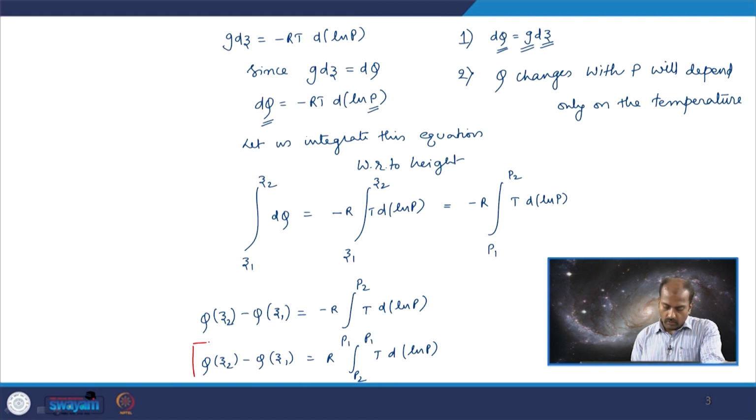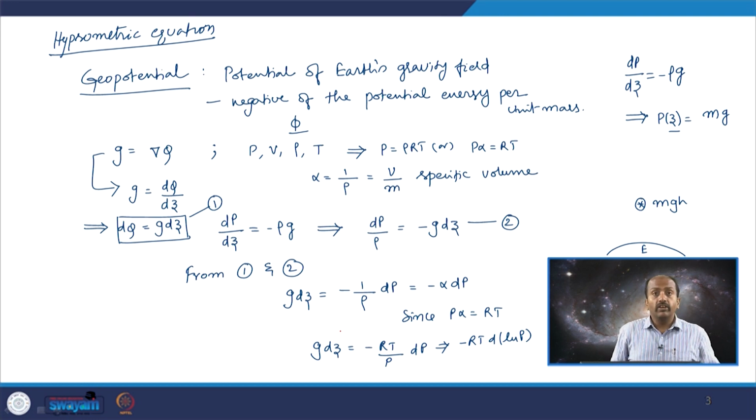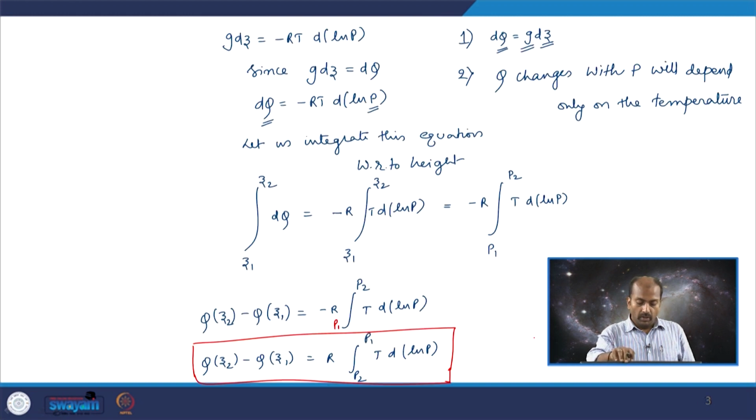So what does this equation tell you? Where did we start, and what does this equation tell you about the height and geopotential? We started by defining the geopotential, which is the negative of the potential energy per unit mass. And if you define geopotential, you bring in the dependence of phi over z, which is equal to the gravity g, right? Then you combine this equation with the state equation and you define g dz in terms of temperature and pressure. So g dz is equal to d phi. You can simply say that the rate at which the potential changes with respect to the pressure will depend only on the temperature.